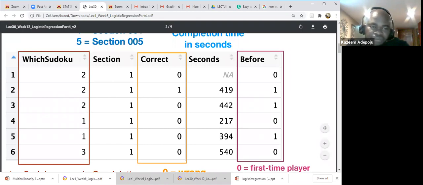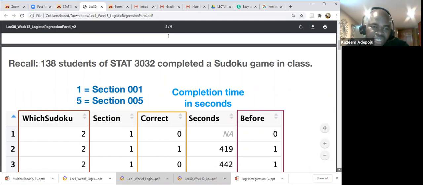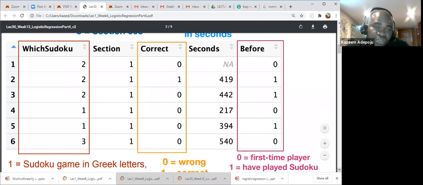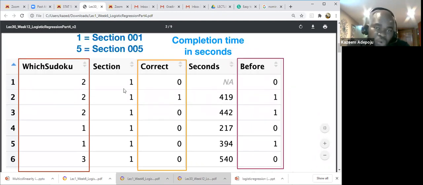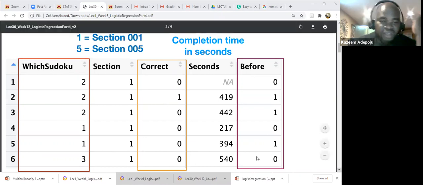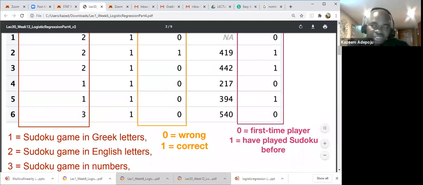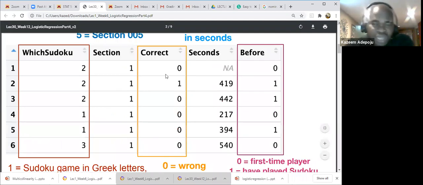Don't forget that we considered 138 students, and these students come from different sections of the course. The 1s are more or less those from section 1, and the 5s are those from section 5. The numbers they are trying to put together are, at the end of the day, either correct or not. So that's going to be the response. They put together a combination of numbers, Greek letters, or English letters, and of course we want to see whether they are correct at the end of the day, and that's why you have 0 and 1.